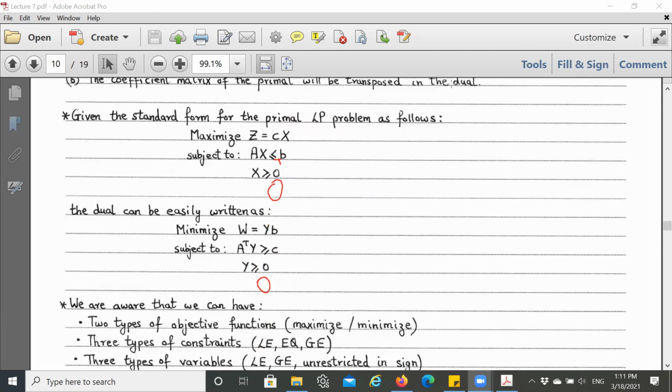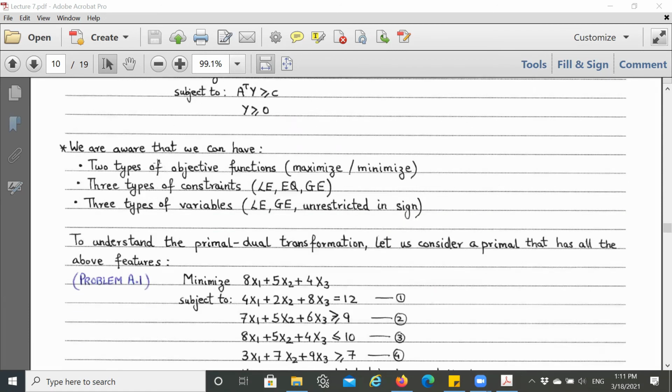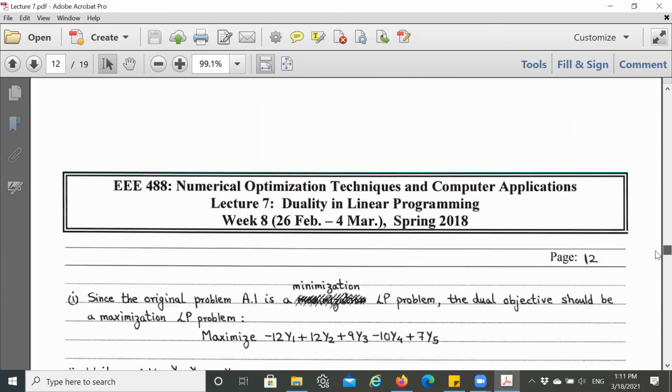Now, one thing you should be aware of: this was a very easy example where everything was less than or equal to in the primal formulation. So what happens if we have equality and greater than or equal to? Well, hold your horses. We are going to look at that in the next class, because it is going to take long. It's like 3 pages.